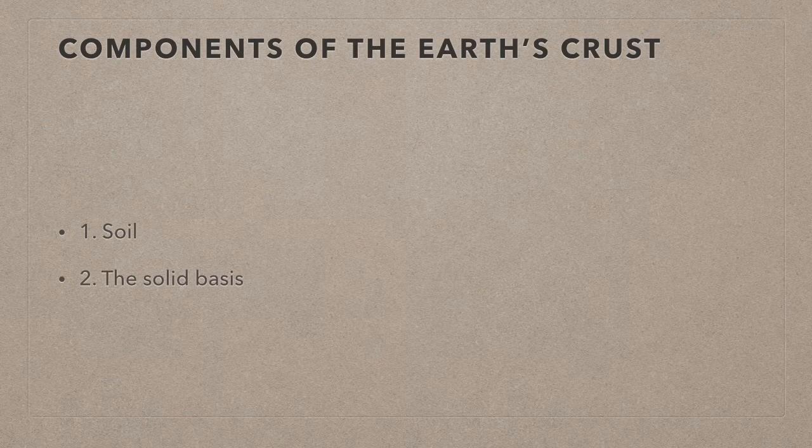From the previous lesson, you know that the Earth consists of three layers. The outer layer is called the Earth's crust. Scientists classify the Earth's crust into two main parts, which are soil and solid bases. The soil is a thin, non-compacted layer which covers the Earth's crust, and it consists of a mixture of mineralogical substances such as water, air, decayed organic minerals, and plant roots.